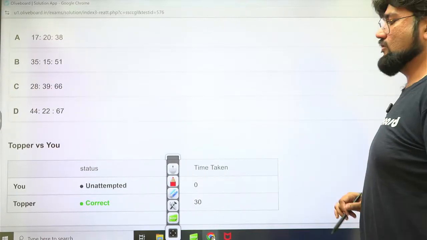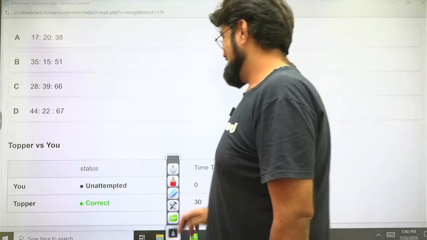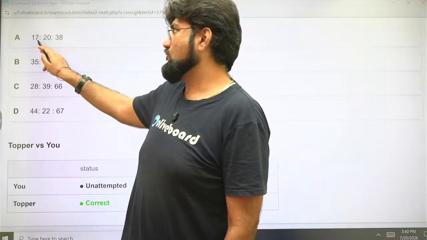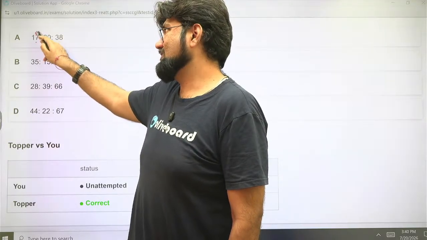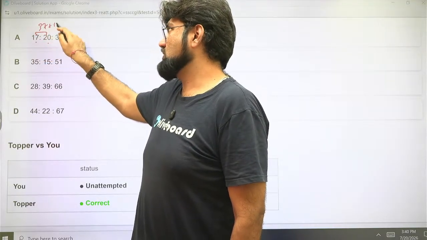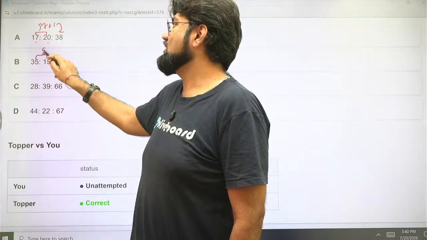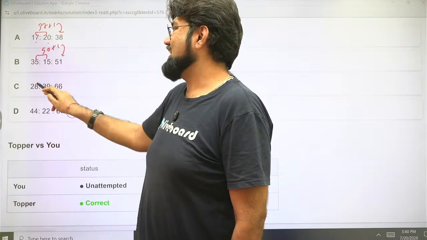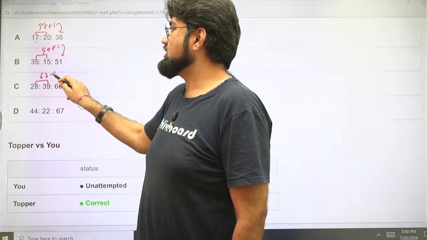You need to find the odd one out now. If you observe carefully, smaller numbers if you pick up and you just add them, this is 37. 37 plus 1 is 38. If you add this, this is 50. 50 plus 1 is 51. Pretty easy, I think. This is 67. 67 minus 1 is 66.